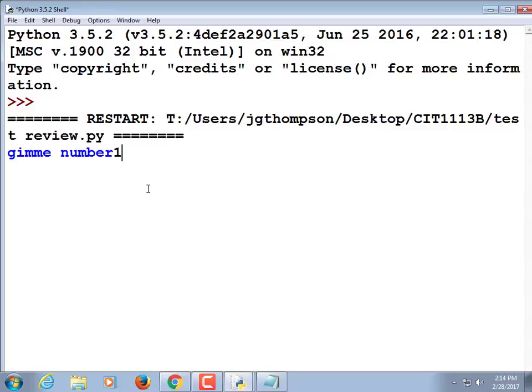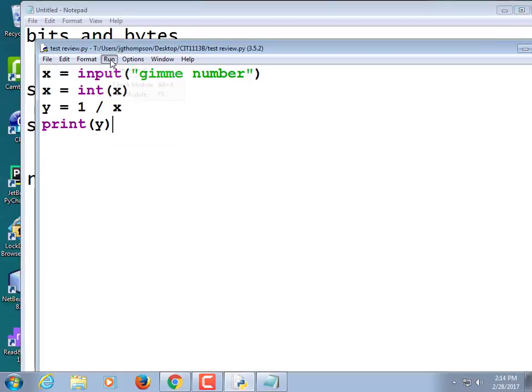Give me number. 10. 1 over 10 is indeed 0.1. Yay, it's a working program. Now what usually happens is when you test your own program, you make sure it works. You don't try to figure out how to break it. So that's why they have testing departments, you know, in big software companies. But there are several ways to break this program.